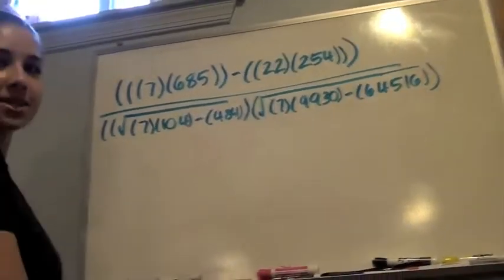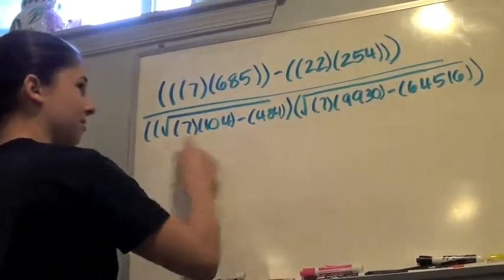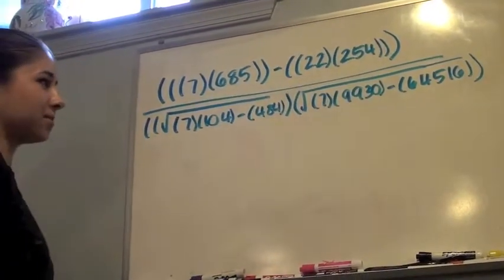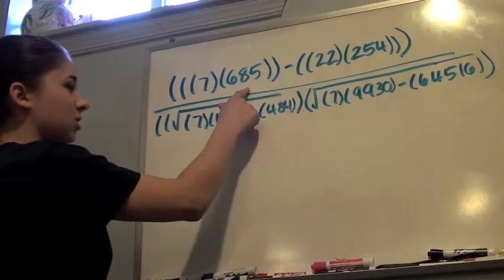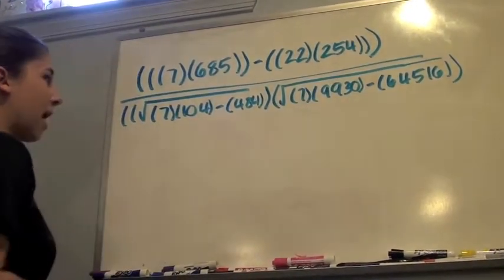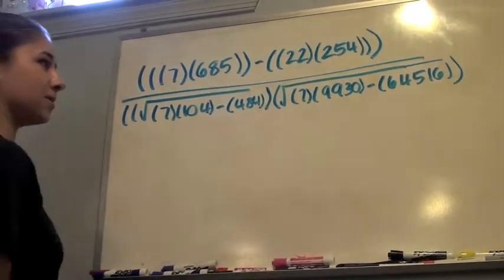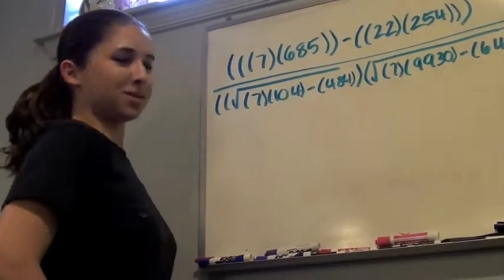In order to fill this into the calculator, you're going to have to divide up the top and bottom parts, and so they're each in parentheses. You're also going to have to divide up the little smaller parts within the top and bottom. So 7 and 685 are in a set of parentheses, and so are 22 and 254. And then the square roots are in their own set of parentheses. And then within these, you have to put them in their parentheses when you're multiplying. Okay, I think I get it. Let me try.